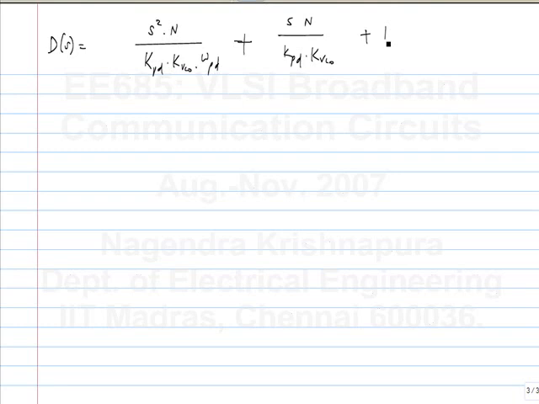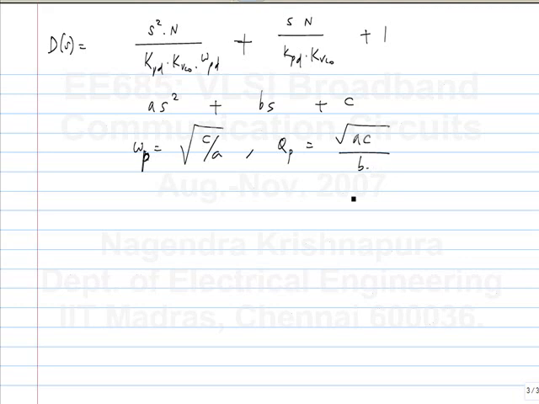So, what is the quality factor and what is the natural frequency? I mean, the second order system can be characterized by the natural frequency and quality factor. What is the natural frequency? So, if you have a s square plus b s plus c, the natural frequency omega_n is square root of c by a, and the quality factor is root of a c over b.